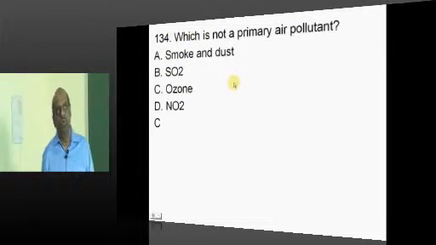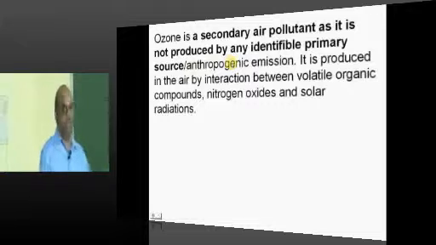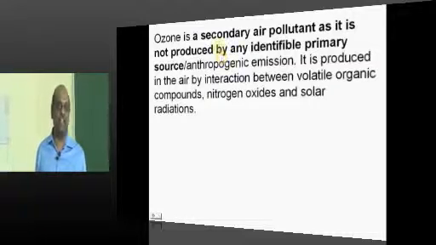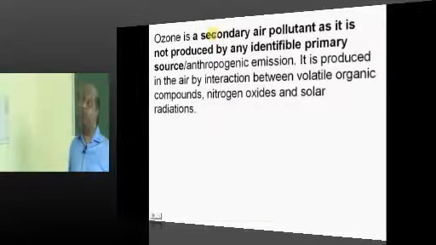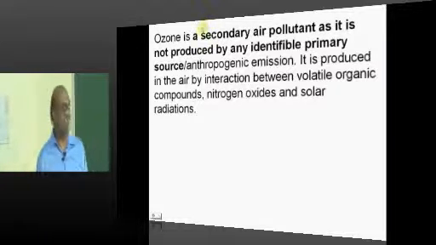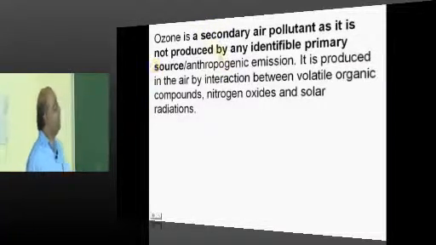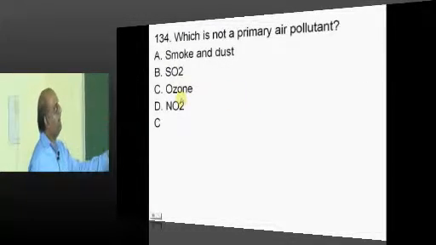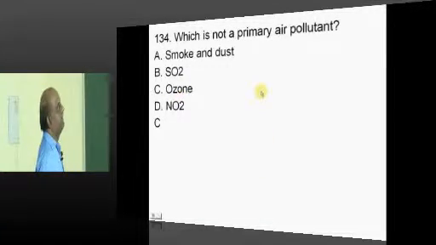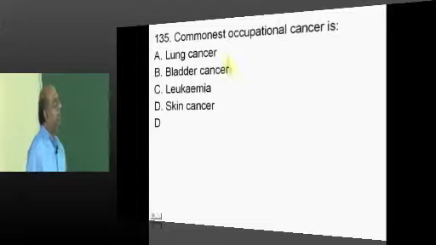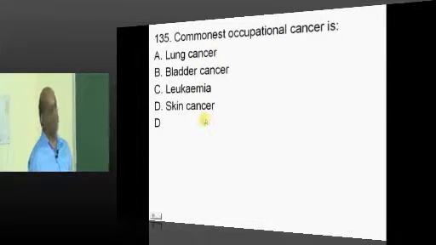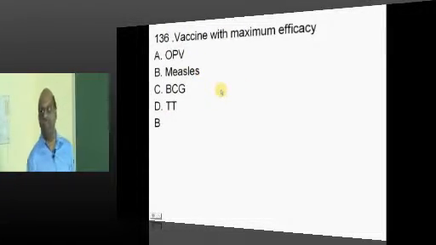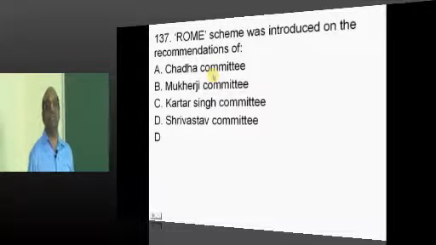Now, what is not a primary air pollutant? First to know pollution only, big deal. For MD entrance, what is the relationship of pollution, doctor? Too much, no? In that you must know primary pollutants, secondary pollutants. Nonsense, no? Another 8 weeks we will have this nonsense. Ozone is a secondary air pollutant, and all the remaining given here are primary air pollutants. Now, occupational cancer commonly is skin cancer. The vaccine with the maximum efficacy will be the measles vaccine, almost 100% efficacy.